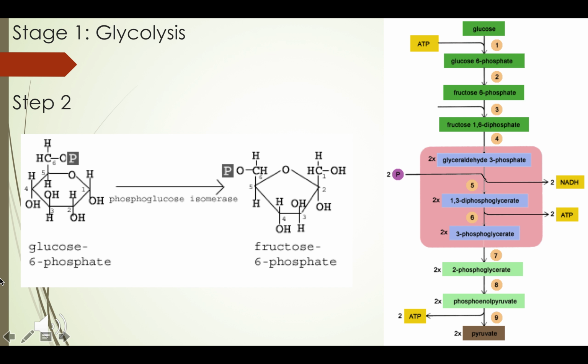Step 2 of glycolysis is the conversion of glucose 6-phosphate to fructose 6-phosphate. This reaction uses the enzyme phosphoglucose isomerase. The reaction involves the rearrangement of the carbon-oxygen bond to change the 6-membered ring to a 5-membered ring. So you can see that in the diagram below.